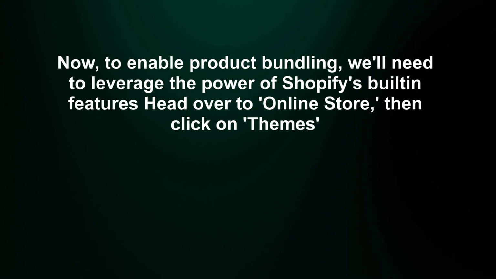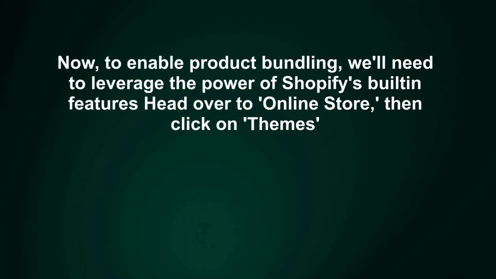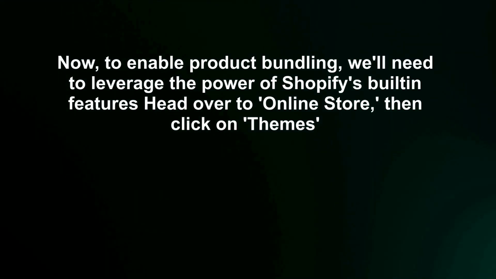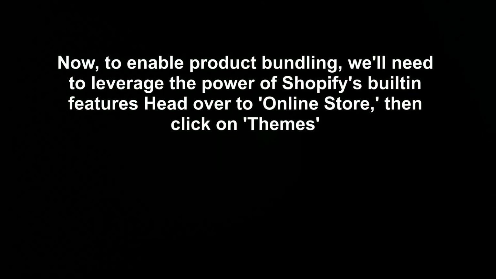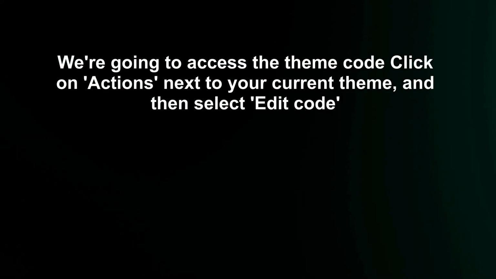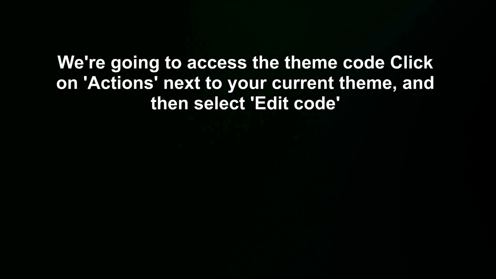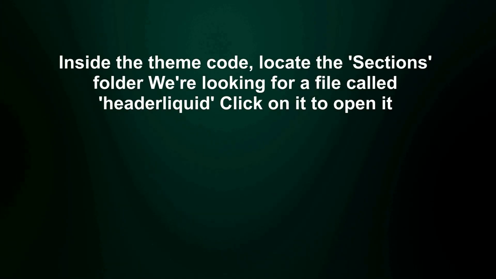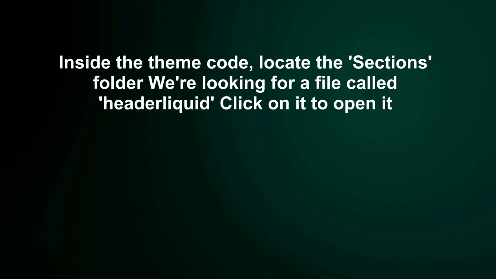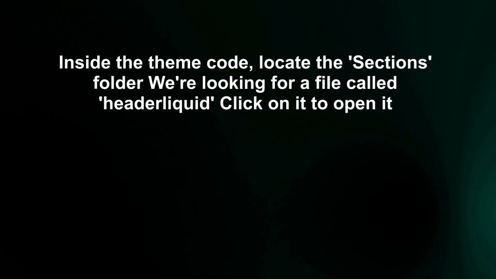Now, to enable product bundling, we'll need to leverage the power of Shopify's built-in features. Head over to Online Store, then click on Themes. We're going to access the theme code. Click on Actions next to your current theme, and then select Edit Code. Inside the theme code, locate the Sections folder. We're looking for a file called header.liquid. Click on it to open it.